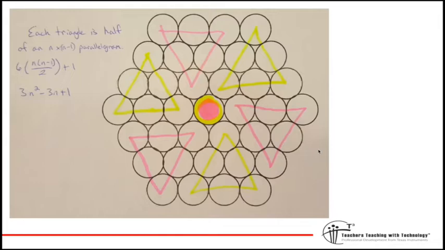So they decided that each triangle was half of a, in this case, a 4 by 3 parallelogram, but they said in general it would be an n by n minus 1. And so since it was half, they divided that by 2, but there were 6 triangles, and then they had to add their 1 circle in the middle.